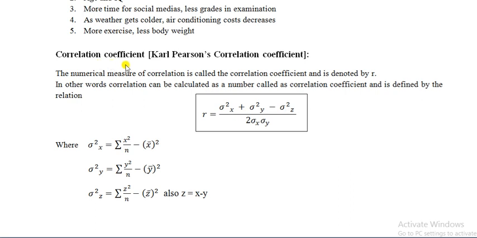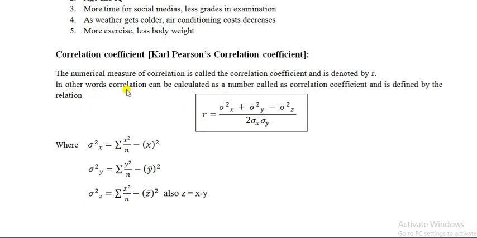Now correlation coefficient, also called Karl Pearson correlation coefficient. It means that the numerical measure of correlation is called correlation coefficient and is denoted by r. So here we will calculate the value of r numerically.